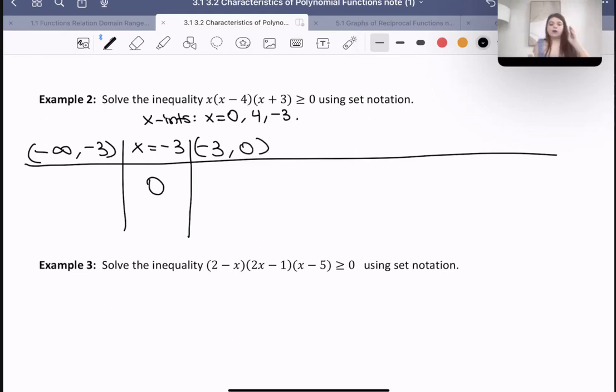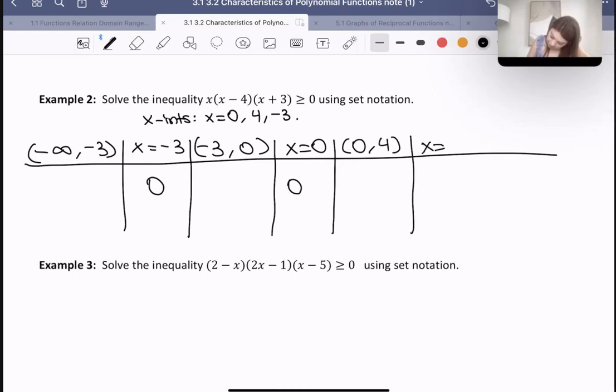That's from the next 0 to the next one. And then we have when x is exactly equal to 0, y is 0. And then from 0 to 4. And then for x equals 4, we have 0 again. And then we have from 4 to infinity. So those are the intervals we have.